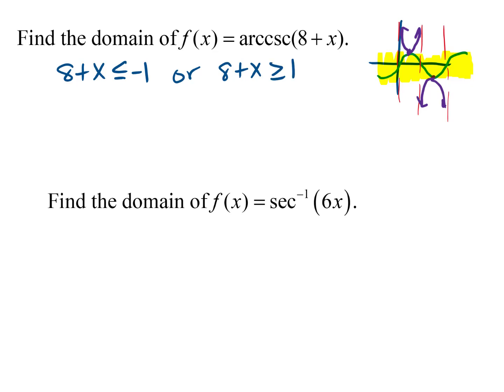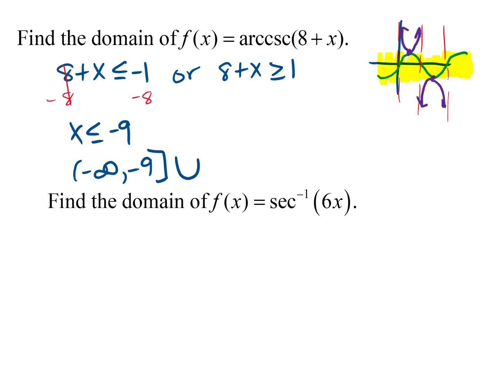So looking at this first one, getting x by itself, we will subtract 8. And so it looks like x needs to be less than or equal to -9. The way we would write that as an interval would be from -infinity to -9.